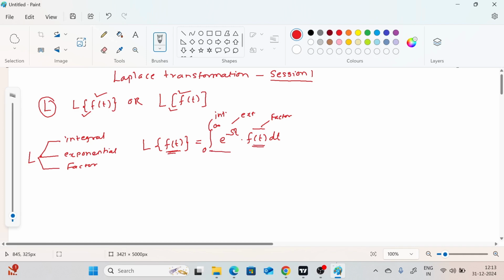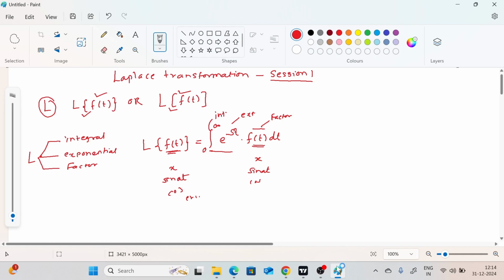The first two terms, the integral and the exponential, are fixed. The only thing that is variable is f(t). If f(t) is x, then we will use x. If f(t) is sine at, we will use sine at. If it is a cos, it's cos, et cetera. So it's up to what value we have to derive.